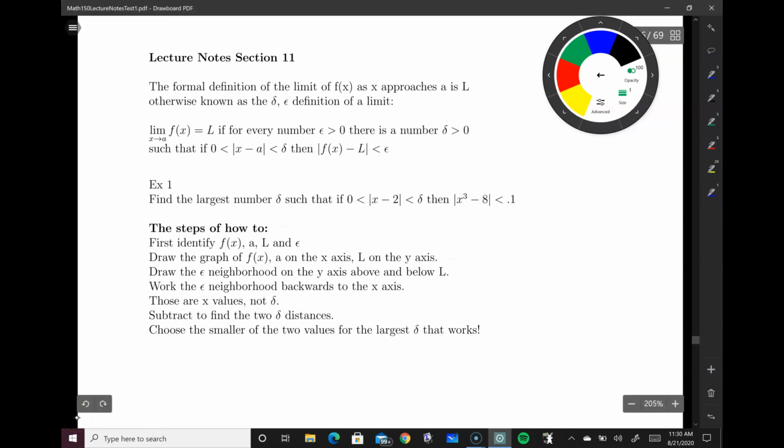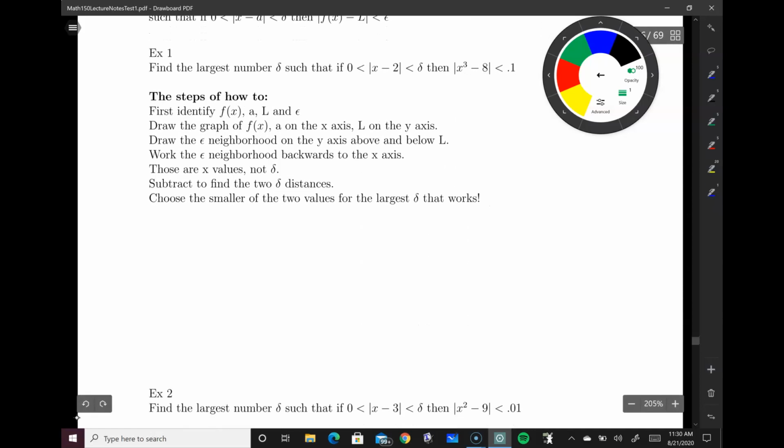All right, so here we have the formal definition of a limit. Before I dig into this notation, I'm going to tell you a little story. I'll end up erasing this, but I think it is helpful.